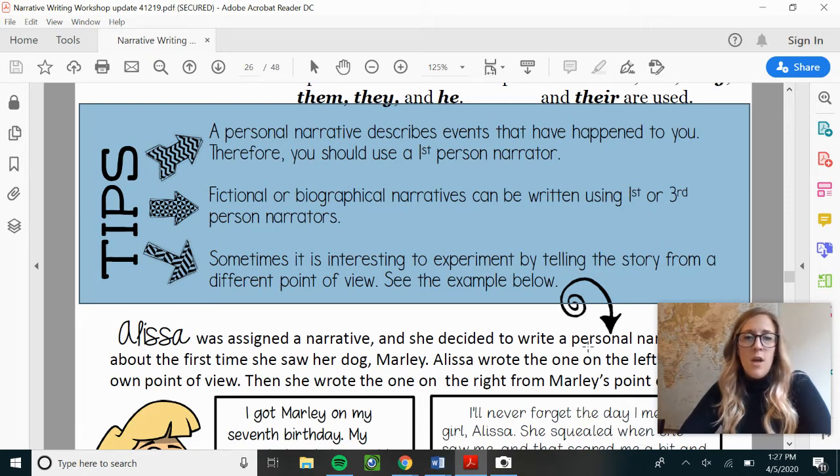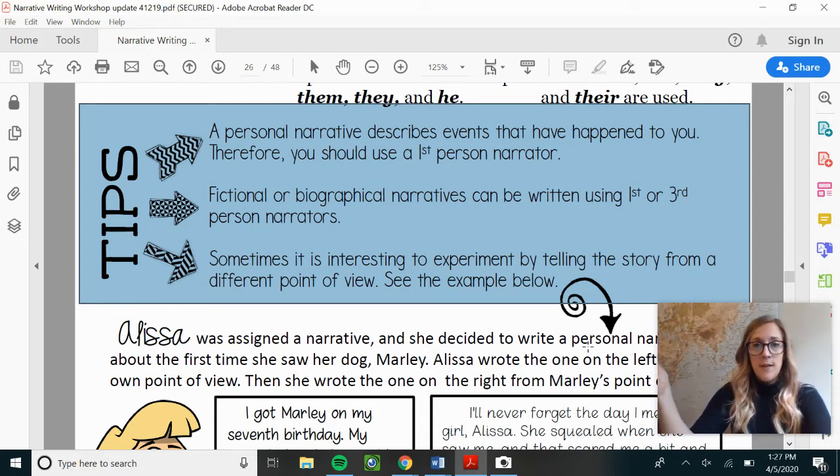All right. If you're doing a fictional or a biographical narrative, you could choose either first or third person narrators, depending on what you would like to do. Sometimes it's interesting to try multiple points of view out on the same story to see how it's different.